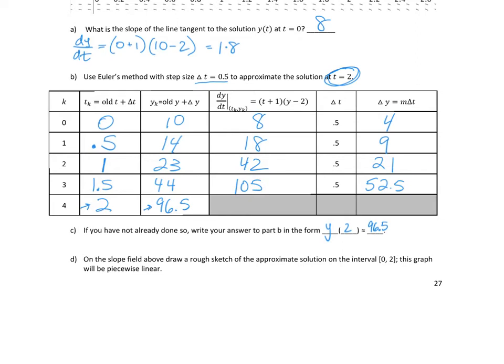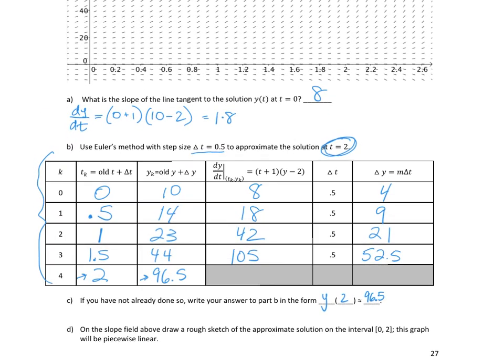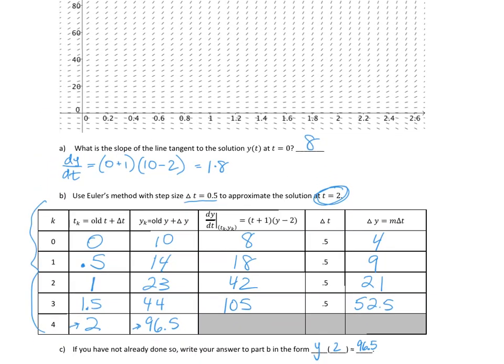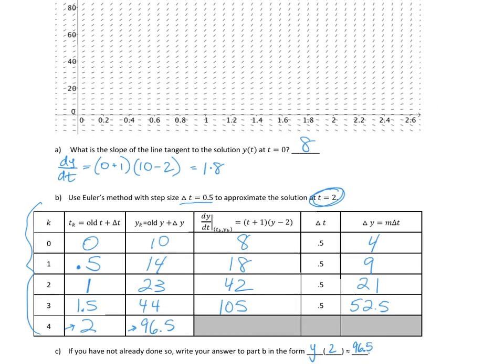Okay, on the slope field above, now draw a rough sketch of the approximate solution on the interval of 0 to 2. This graph will be piecewise linear because I'm going to use these numbers that I got using Euler's method. So I'm using these t, y values. I'm going to plot each of these as points, connect them piecewise linear.